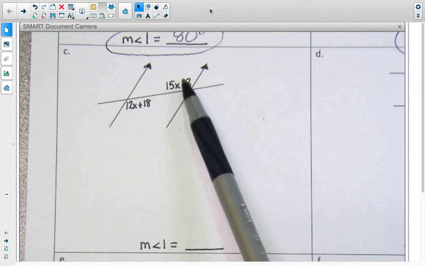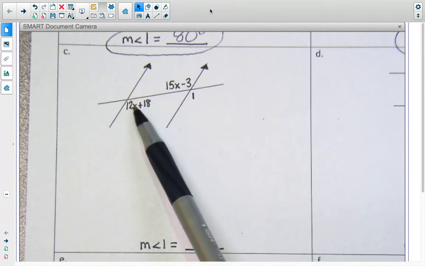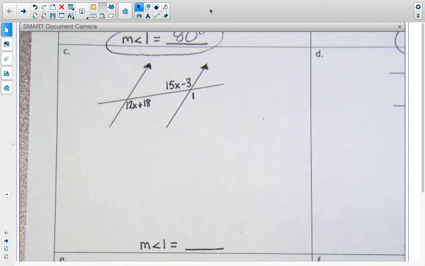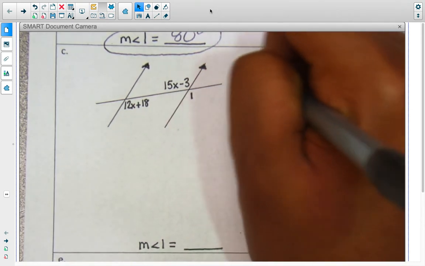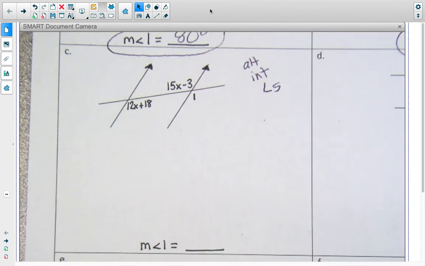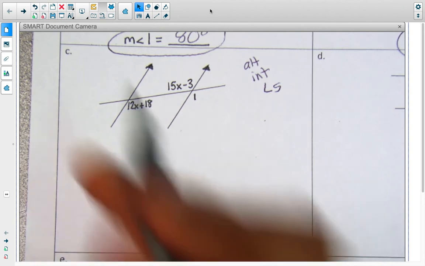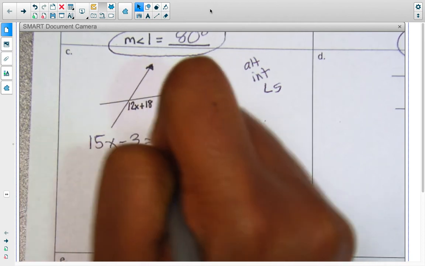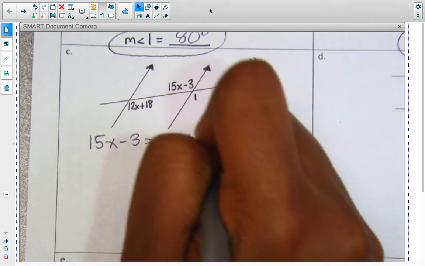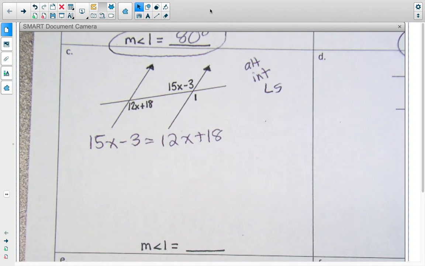I know this angle and I know this angle. These are alternate interior angles. So alternate interior angles. So I abbreviated there. So we know from yesterday that alternate interior angles are equal to each other. So we can set up an equation. Ta-da. So we set up an equation.